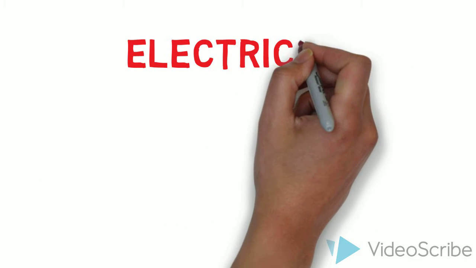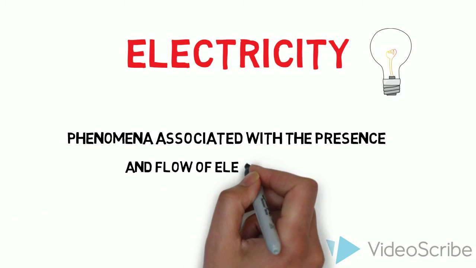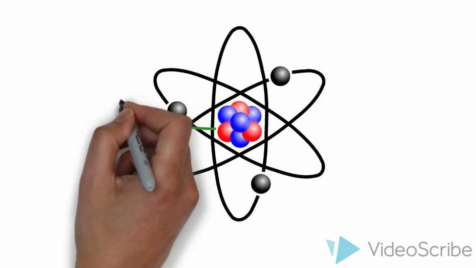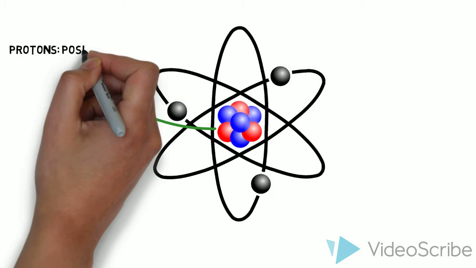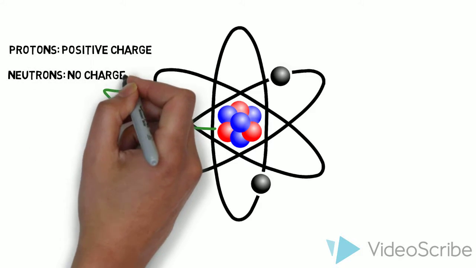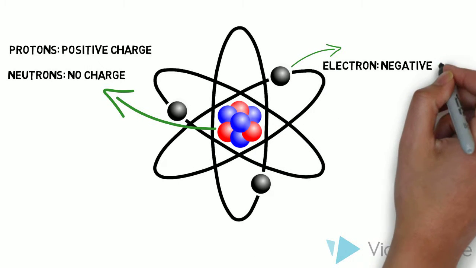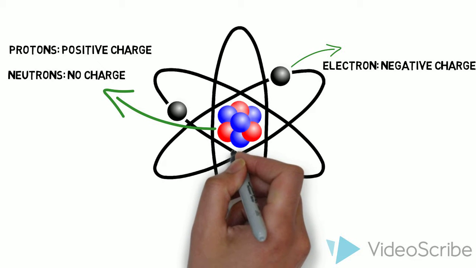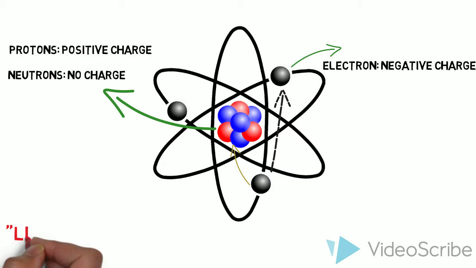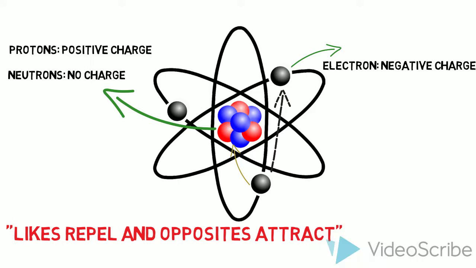Electricity is defined as the phenomena associated with the presence and flow of electric charge. Looking at an atom, we can see that there is a nucleus consisting of protons, which have a positive electric charge, and neutrons, which are neutral and have no electric charge. Orbiting the nucleus, there are electrons, which have a negative electric charge. These electrons are attracted to the positively charged nucleus, but are repulsed by other electrons. This gives us the common saying in science that likes repel and opposites attract.